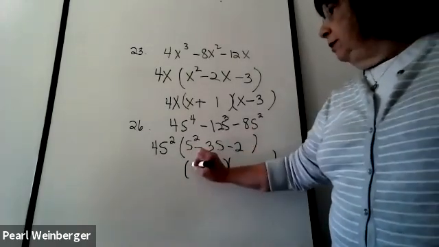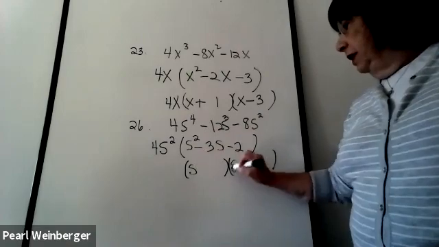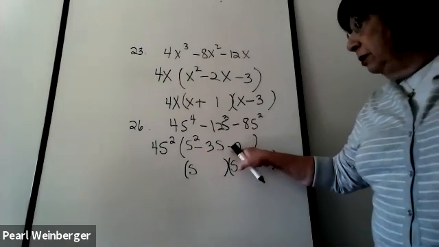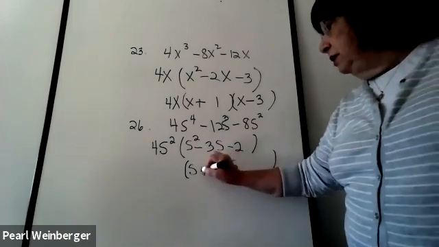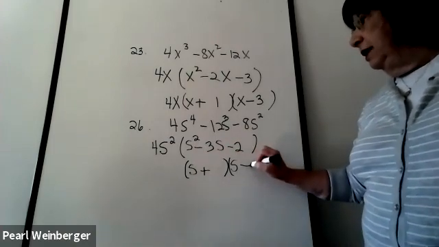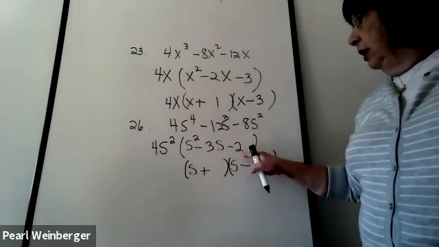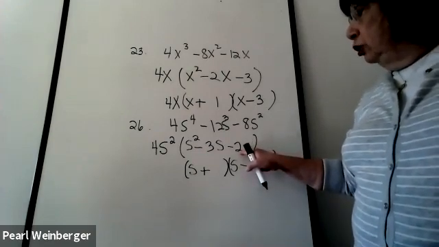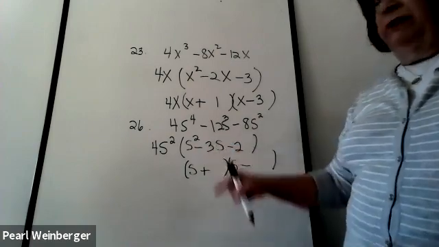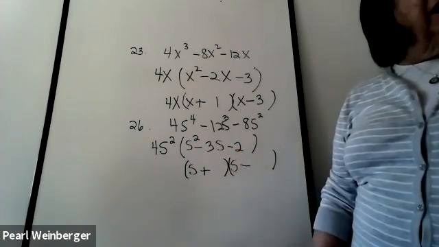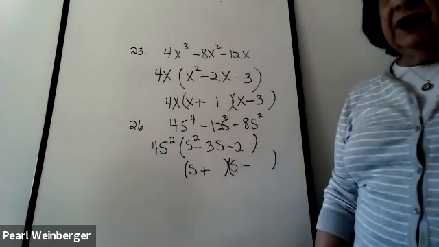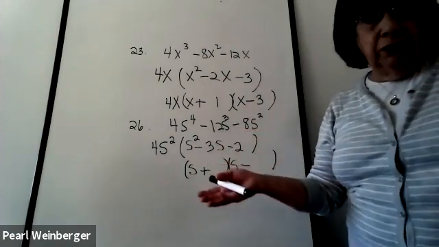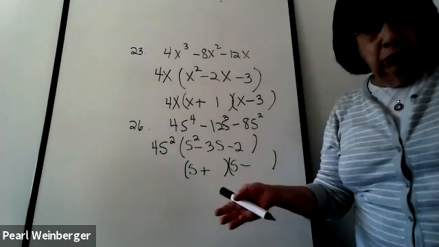So the S squared I break into S and S. Again, I look at my last term, it's negative. That means one is plus and one is minus. And we're looking for two numbers that multiply to 2, but when I subtract them, give me 3. Hey, wait a second. There's no such thing. No numbers can multiply to 2. The only two numbers that multiply to 2 are 1 and 2.